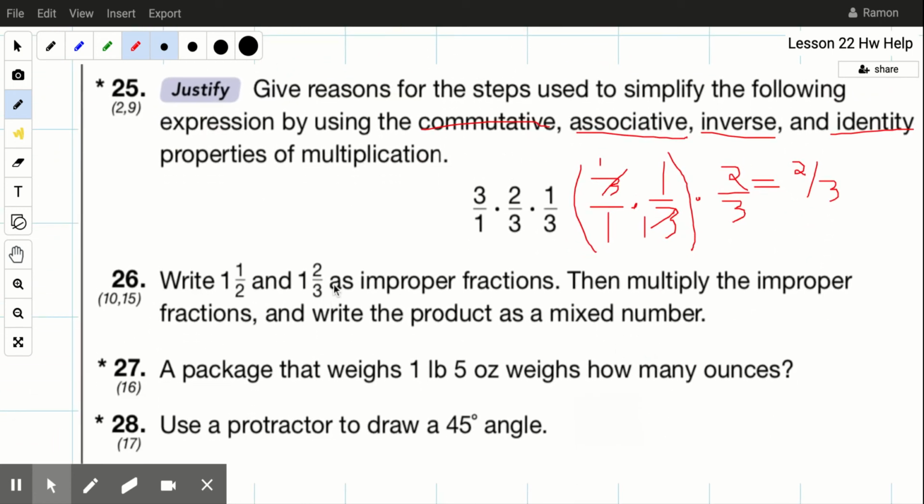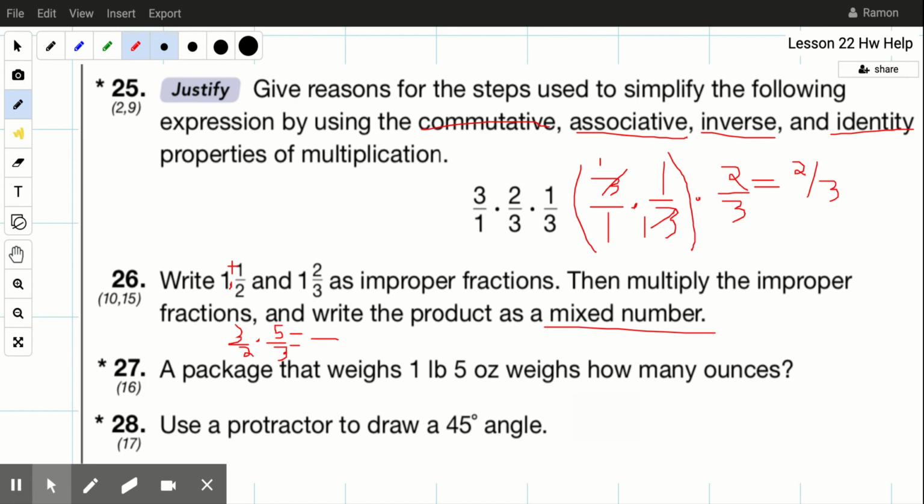Right, 1 1/2 and 1 2/3 are mixed numbers, so we turn them into improper fractions. Remember that we multiply and then add. So we have 3 halves. And then 1 times 3 is 3, 3 plus 2 is 5. Keep the same denominator. Then multiply them and write the product as a mixed number. So we're going to multiply straight across, or we can use canceling. Whatever fraction we have left, if it's an improper fraction, divide it to turn into a mixed number.